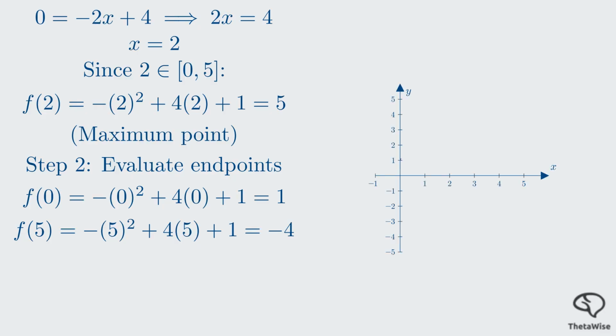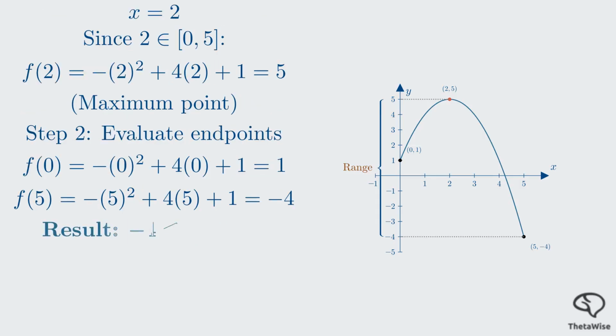Let's visualize this on a graph. We plot the parabola between our boundaries. We mark the stationary point at (2, 5), and the boundary points at (0, 1) and (5, −4). By comparing our values, 5, 1, and −4, we see the highest value is 5 and the lowest is −4. So the range is written as −4 ≤ f(x) ≤ 5.